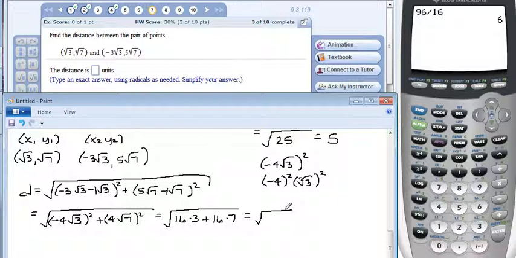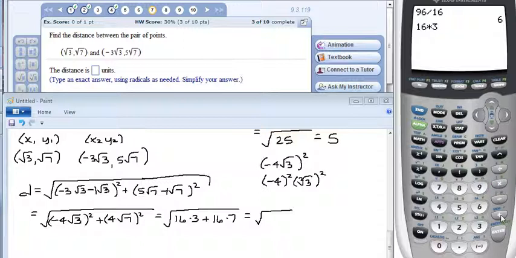So let's see what kind of a number we have underneath there. Now I'm just going to use my calculator because I'm going to be really lazy. 16 times 3 plus 16 times 7. It's 160.